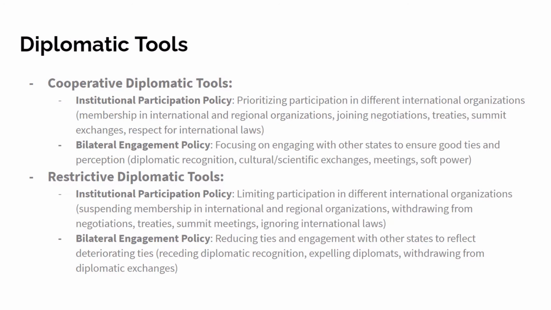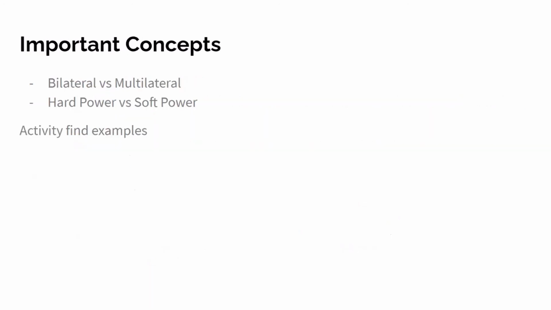And then bilateral ones, like rescinding diplomatic recognition, as in, hey, I don't even think you're a state anymore. Expelling diplomats, which happens very often, where countries are like, okay, I'm going to take away my diplomats because I don't want to work with you anymore. I'm pretty sure France did that recently in response to countries creating an agreement without them. And then withdrawing from diplomatic exchanges.